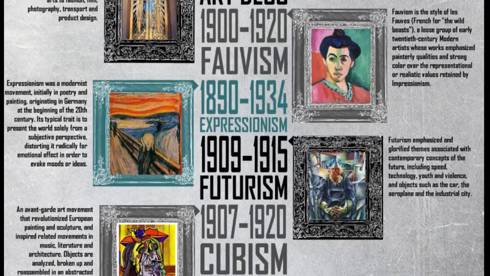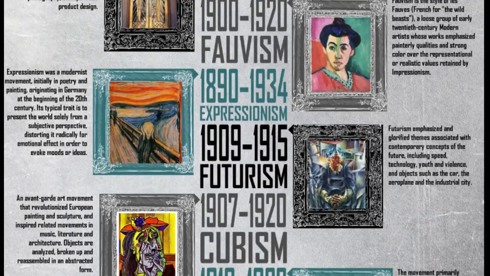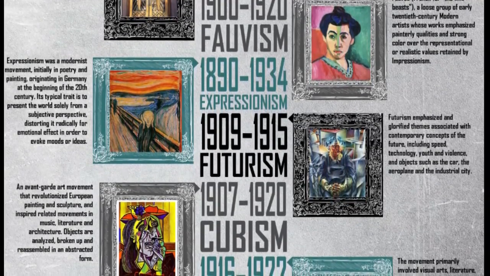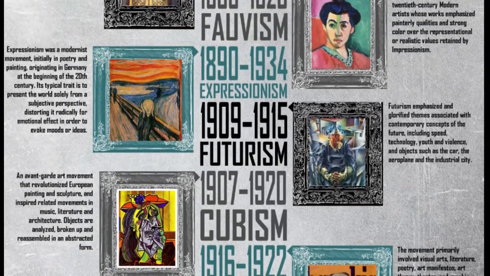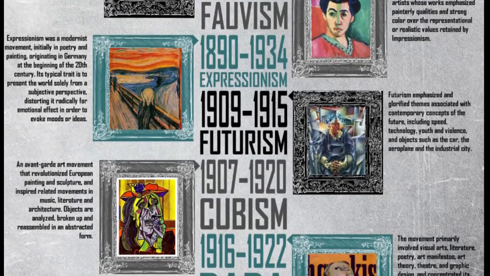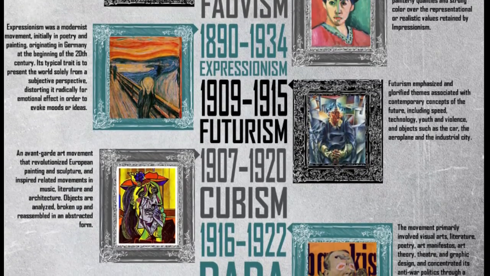1890 to 1934, we saw Expressionism. Expressionism was a modernist movement, initially in poetry and painting, originating in Germany at the beginning of the 20th century. Its typical trait is to present the world solely from a subjective perspective, distorting it radically for emotional effect in order to evoke moods or ideas.